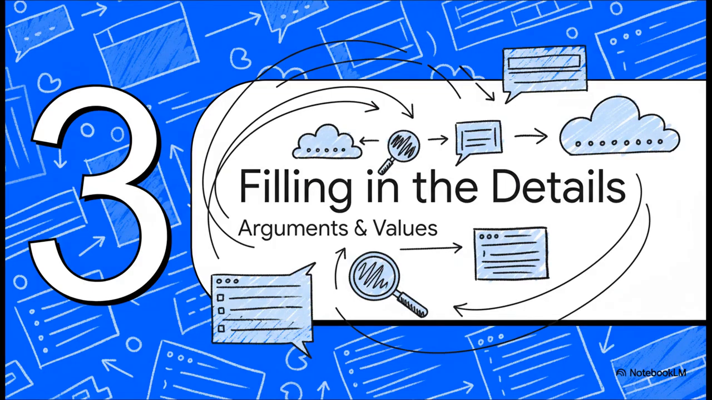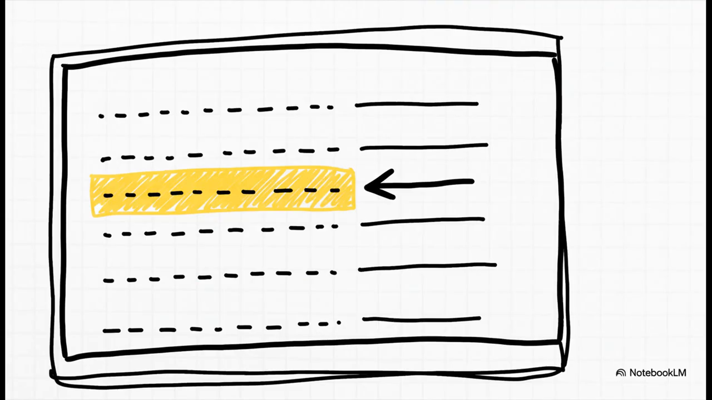Okay, so we've got the main sections of our form down. Now, how do we actually fill in the information inside them? Let's zoom in and look at the details. Inside each of those blocks, you have what are called arguments. An argument is just the name of a setting you need to provide. In our form analogy, this is the label next to a blank space. It's the first name or the zip code. It tells you exactly what kind of information you need to provide.